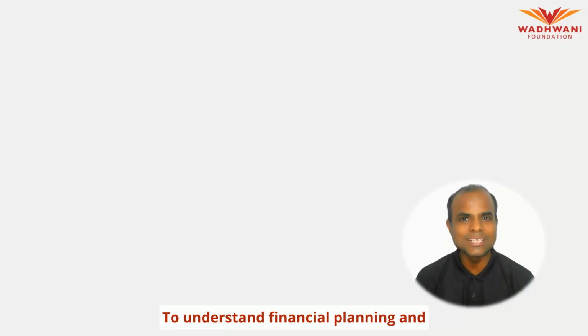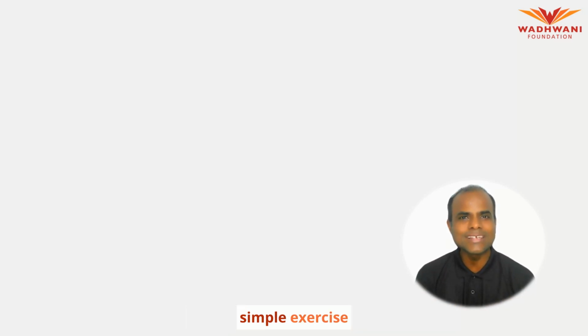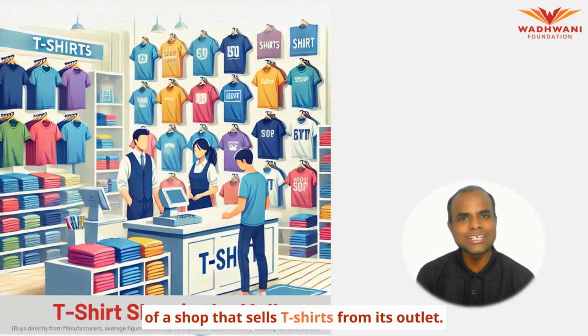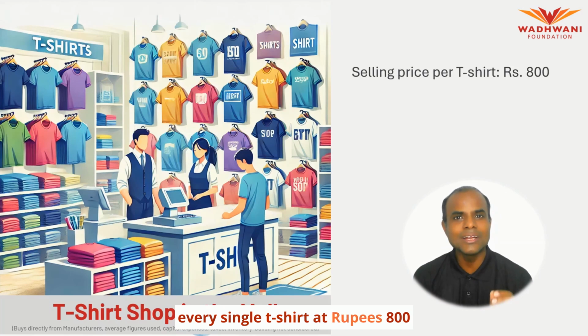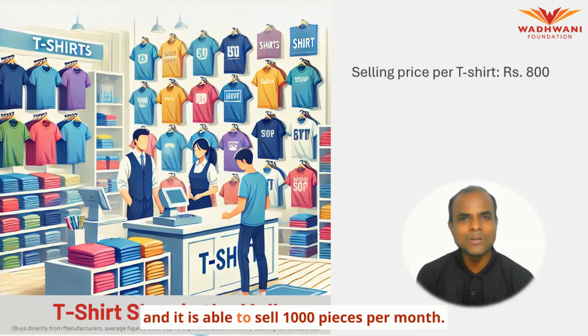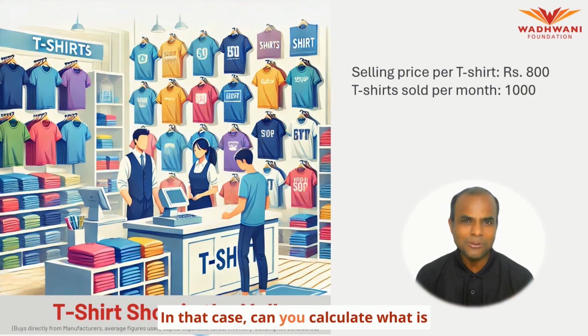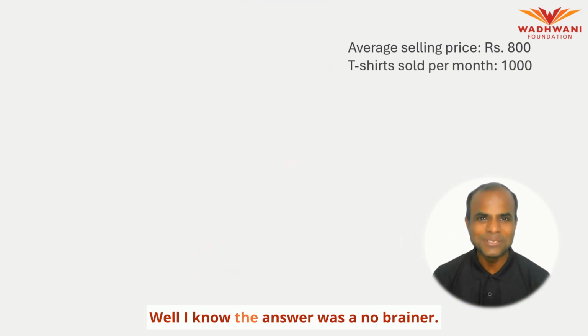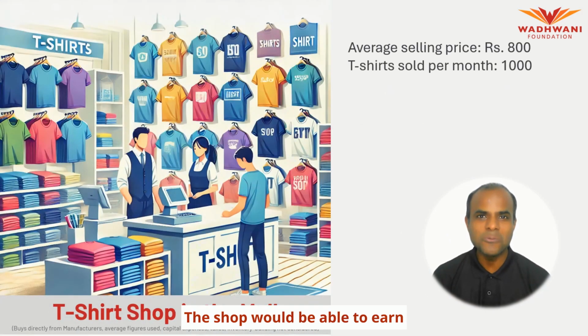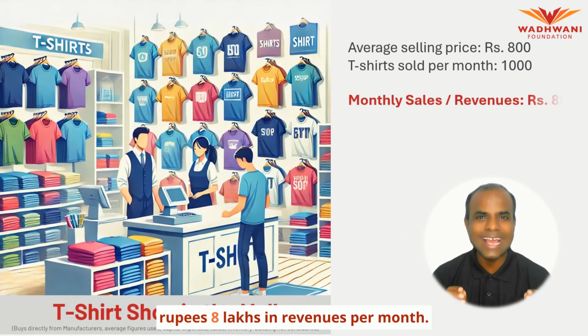To understand financial planning and the key terms associated with it, let's take a simple exercise of a shop that sells t-shirts from its outlet. Now let's assume the shop is able to sell every single t-shirt at rupees 800 and it is able to sell 1000 pieces per month. In that case, can you calculate what is the total revenue earned by the shop per month? Well, I know the answer was a no-brainer. The shop would be able to earn rupees 8 lakhs in revenues per month.